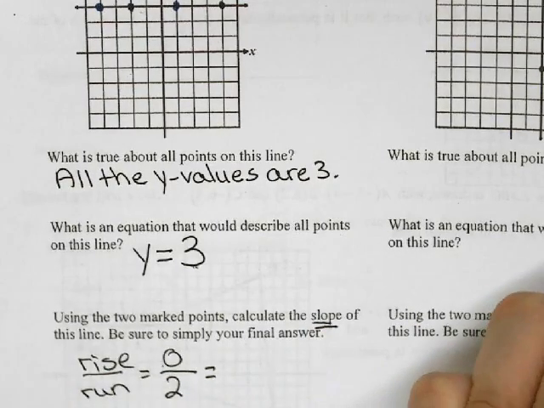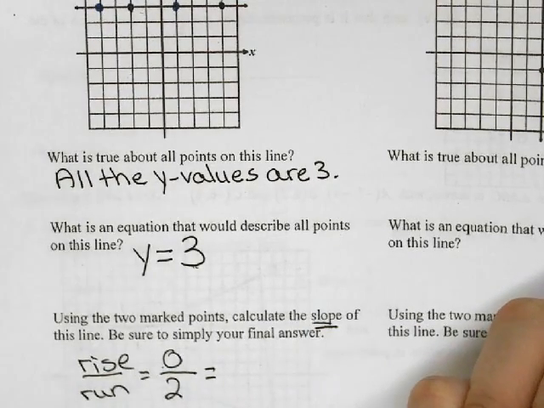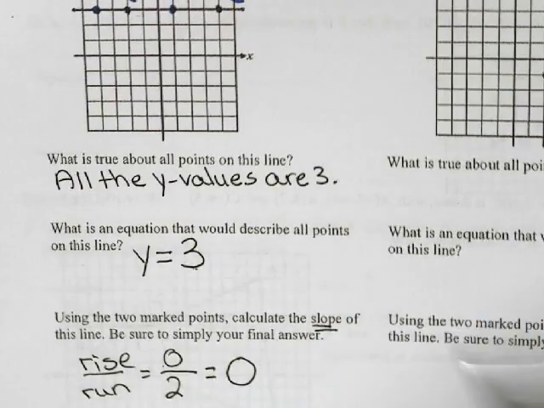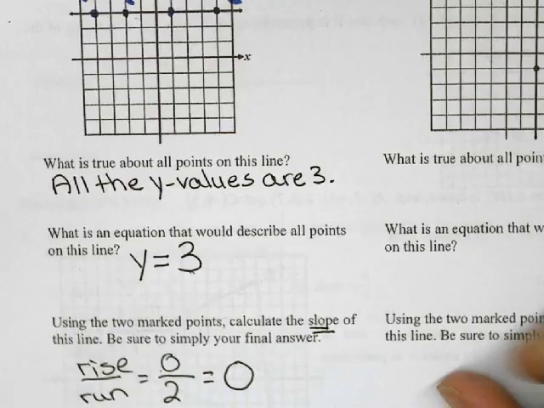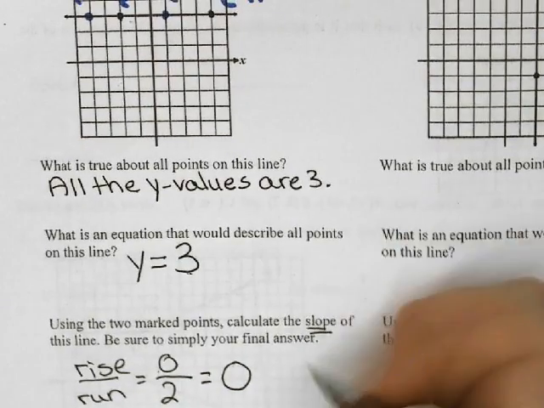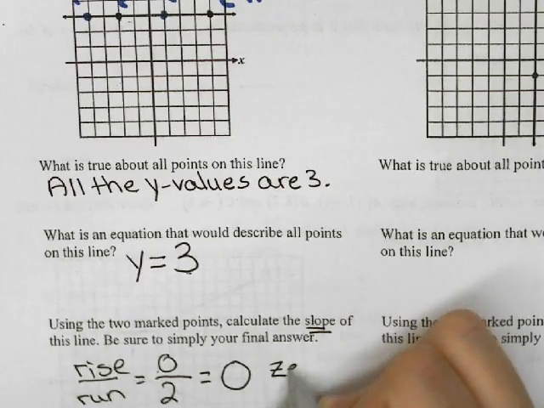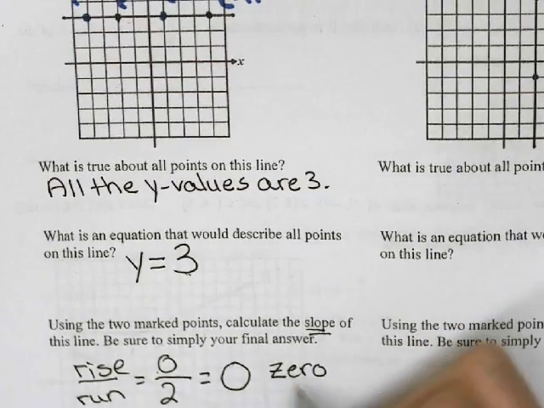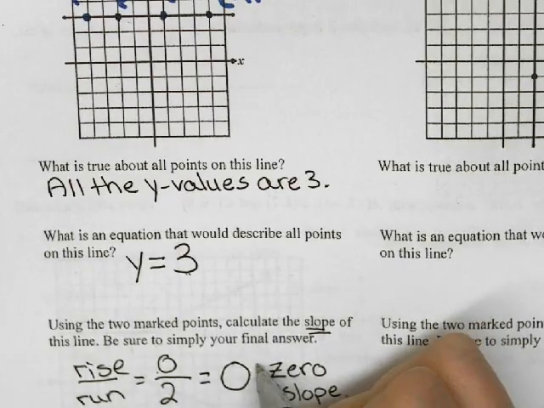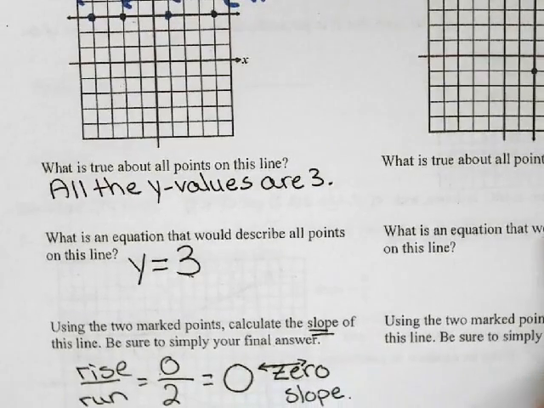So now if I do that in the calculator, I do 0 divided by 2, you get 0. And that's my final answer. So horizontal lines have a 0 slope. And a good way to remember that is the top part of the Z is flat, so it kind of resembles the horizontal line for 0.